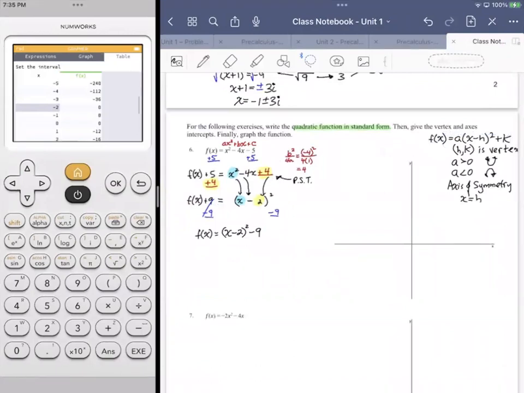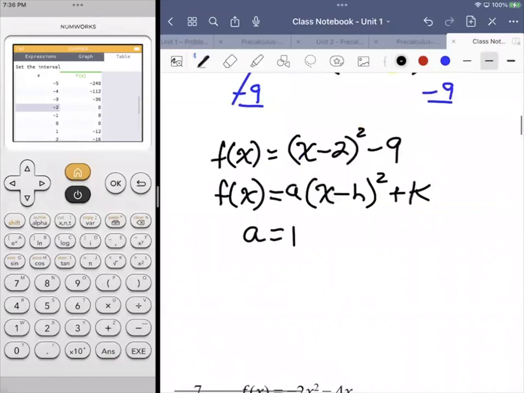All right. But if I compare this with my standard form, f of x normally is equal to a times x minus h squared plus k, the a value must be equal to 1. The h value, this tends to trip people up a little bit. But basically, what I'm saying here is whatever this is, it must end up being this. All right, so a good way to handle that is to take -2 and set it equal to negative h. So that'll give you h equals 2.